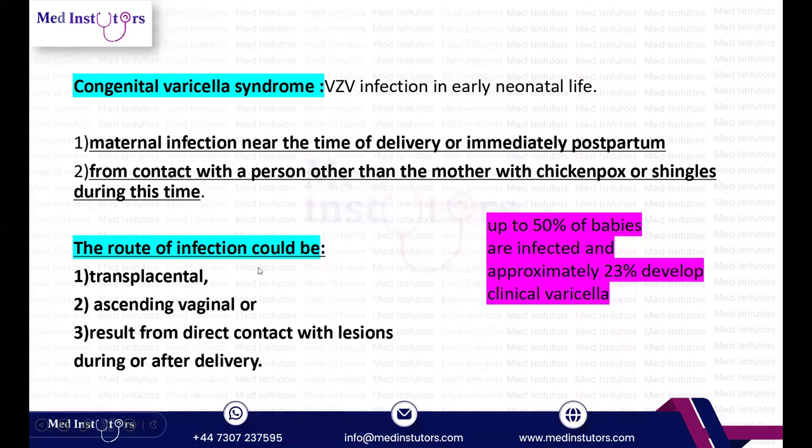And what could be the route of infection? It could be transplacental, ascending via the vaginal route. It could result from direct contact with the lesion during or after delivery. So, see, these are important. And up to 50% of the babies have been infected. See the ratio. But approximately 23 will develop clinical varicella infection.